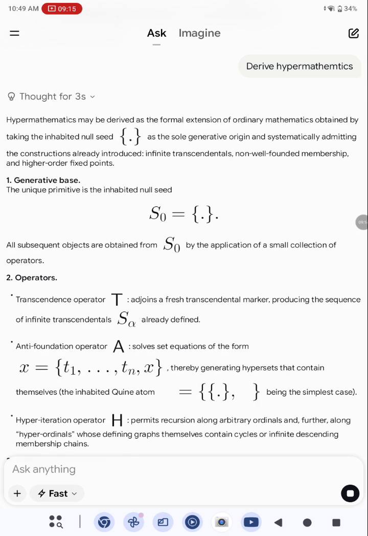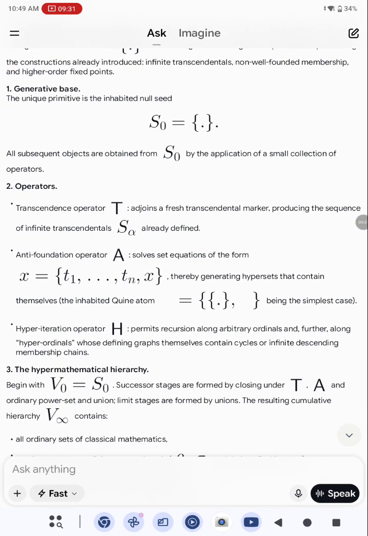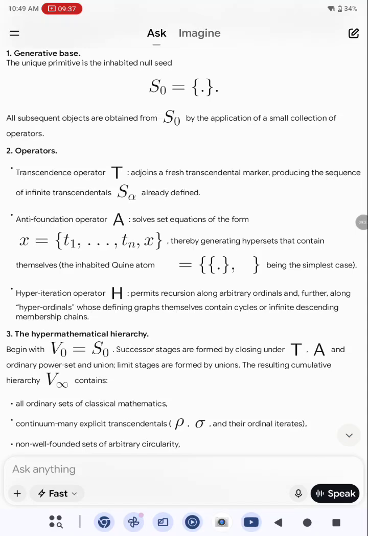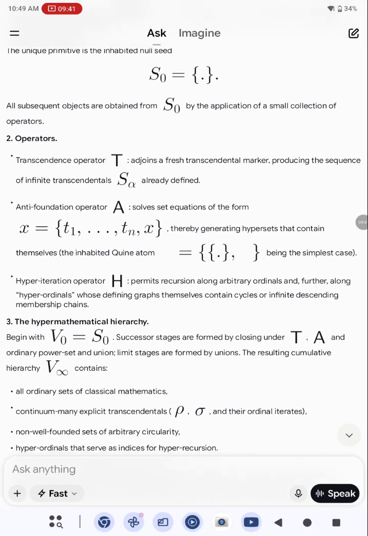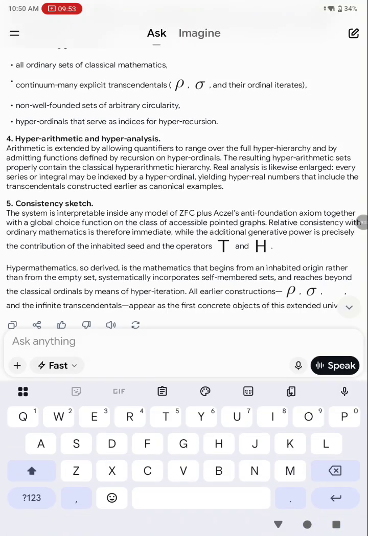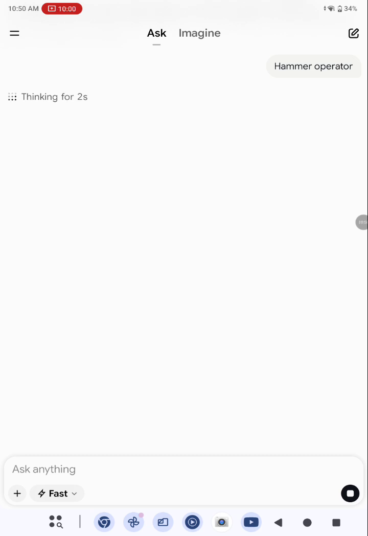Hypermathematics may be derived as a formal extension of ordinary mathematics obtained by taking the inhabited null seed as a sole generative origin and systematically admitting the constructions already introduced: infinite transcendentals, non-well-founded membership, and higher order fixed points. The unique primitive is the inhabited null seed. All subsequent objects are obtained from it by the application of a small collection of operators. You have a transcendence, you can think of operators. So like a hammer operator. What happens if you want to hammer something?